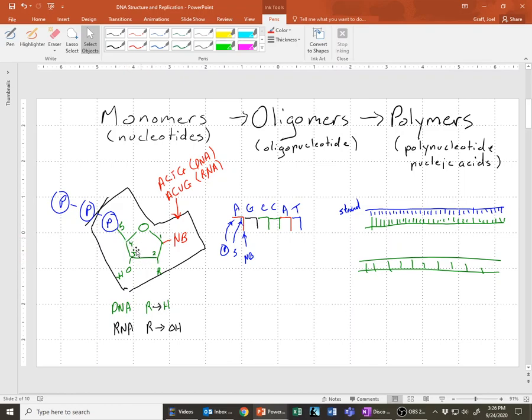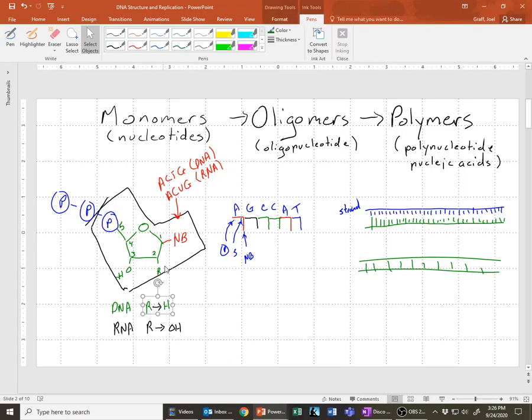Again, I haven't drawn all the detail of the nitrogenous base, but I've also left out some stuff here on the sugar. Importantly, I want to point out that this is a ribose sugar. We have carbons 1, 2, 3, 4, and 5. The 5 carbon has a phosphate group, and we're going to come back to that. The 3 carbon has a hydroxyl group, and we're going to come back to that. The 2 carbon can either be a hydrogen or a hydroxyl.